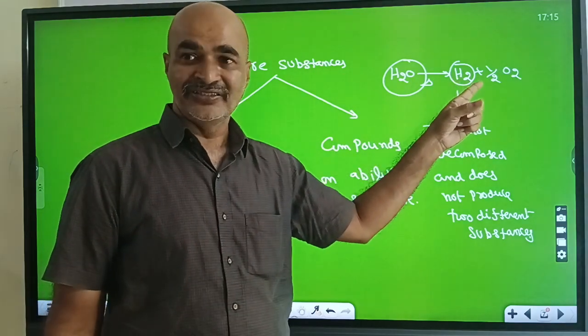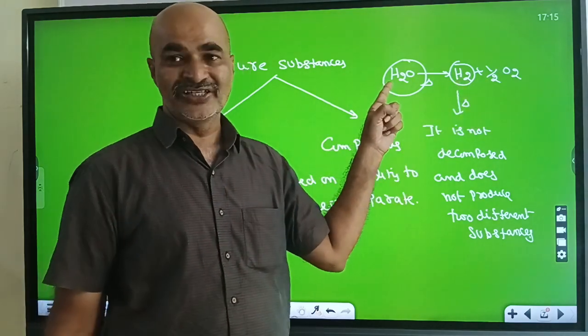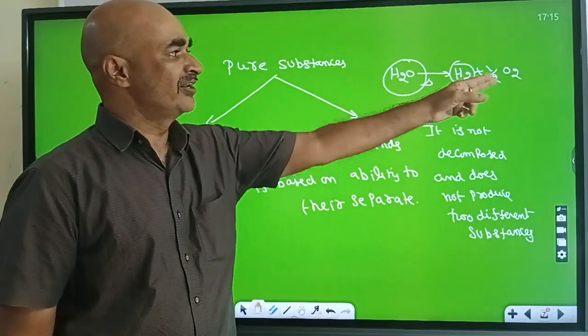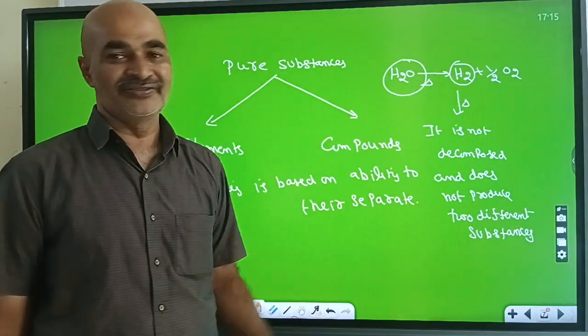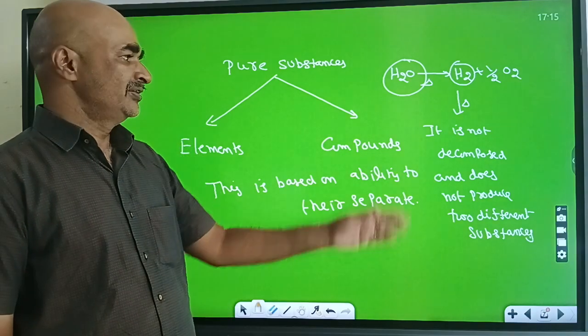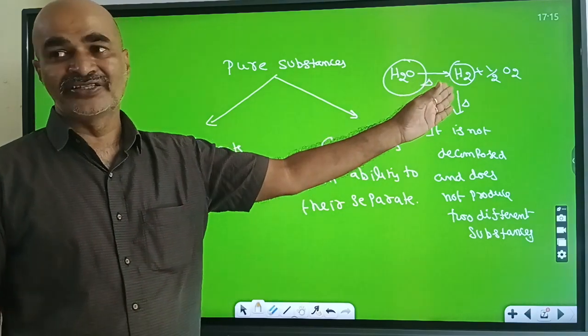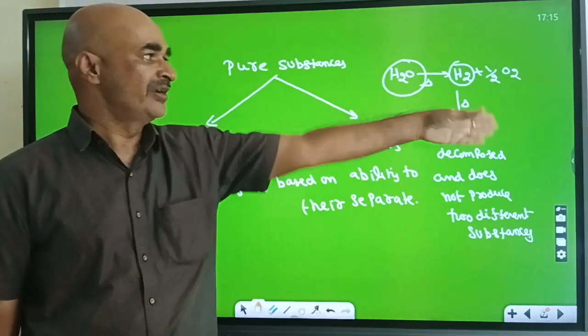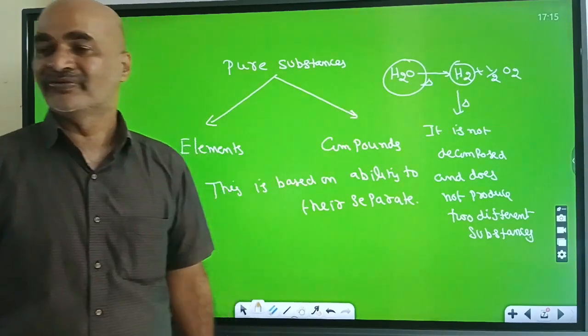Hydrogen is considered an element. H2O is considered a compound. Why? When H2O is heated, two different elements are formed, hydrogen and oxygen. When hydrogen is heated, two different elements are not formed. So hydrogen is an element, oxygen is an element, and H2O is a compound.